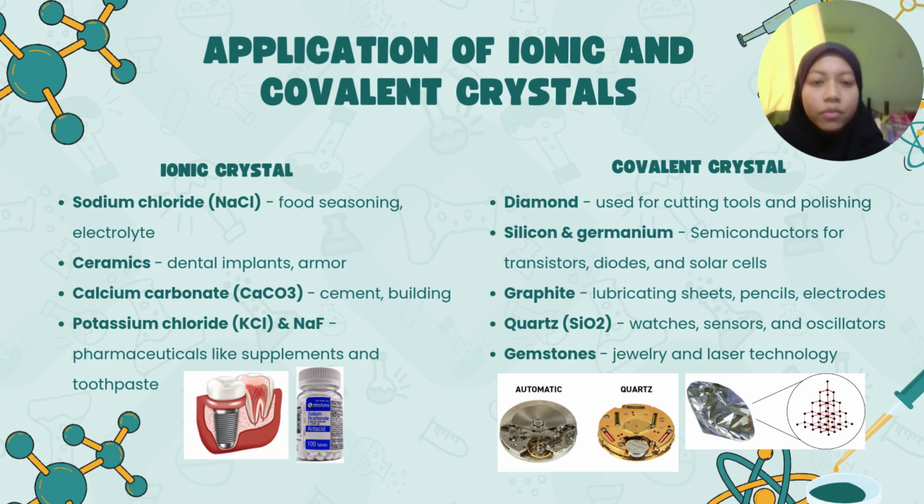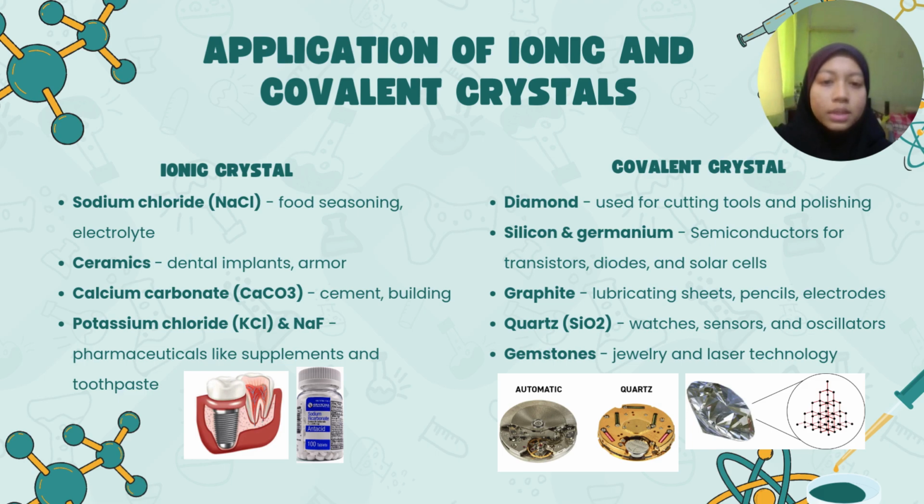And we have graphite that is used in lubricating sheets, pencils, and electrodes. While we know that covalent crystals are very famous for being very hard, graphite is still soft because it has weak van der Waals forces that hold the sheets together, and strong covalent bonds within the sheets. These layered structures allow graphite to be soft, slippery, and useful, especially in lubricants and pencil leads.